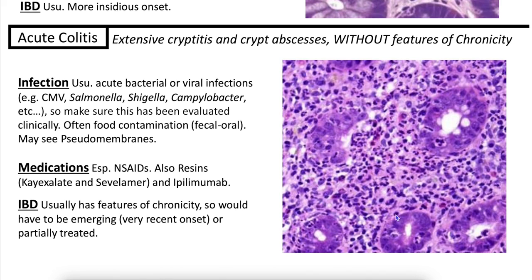Acute colitis. This is when you have extensive cryptitis and crypt abscesses, where you have your neutrophils within the lumen without features of chronicity. Think about infection, usually acute bacterial or viral, like CMV, Salmonella, Shigella, Campylobacter. Get your PCR studies to rule this out, and often food contamination, fecal oral. You can see maybe pseudomembranes, especially with C. difficile.